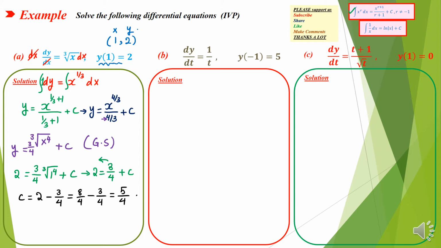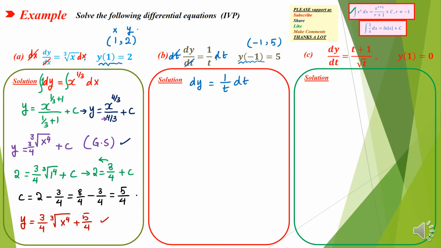So the particular solution will be the same as the general solution, but you have to plug in the value of c in this solution. So you will get the particular solution y equals 3/4 multiplied by cube root of x to the 4th plus 5/4. Now in part B we have dy by dt equals 1/t, and we have initial condition y of -1 equals 5, which means the point -1 and 5. And here the first step is to multiply by dt both sides. Now cancel dt with dt, you will get dy equals 1/t dt.